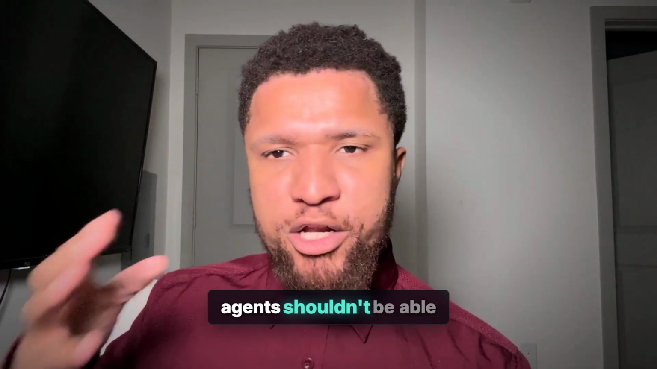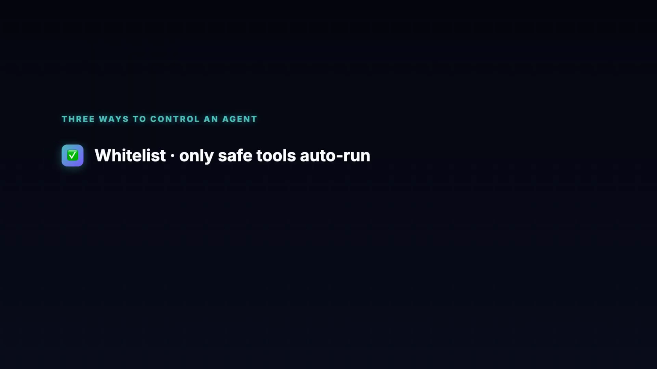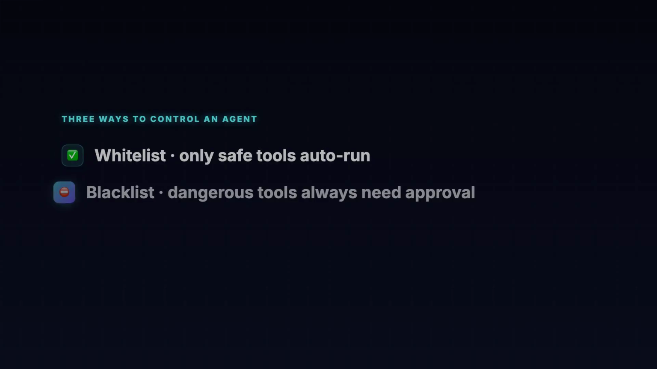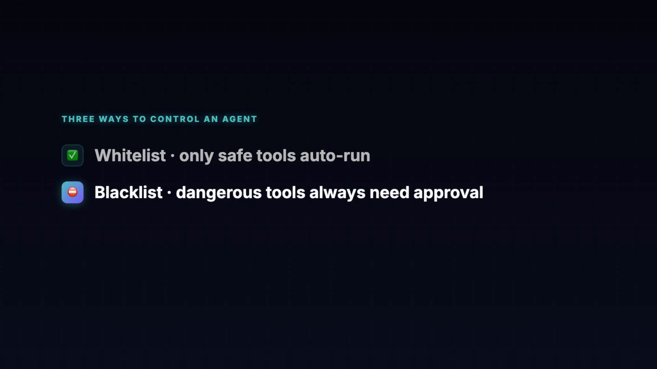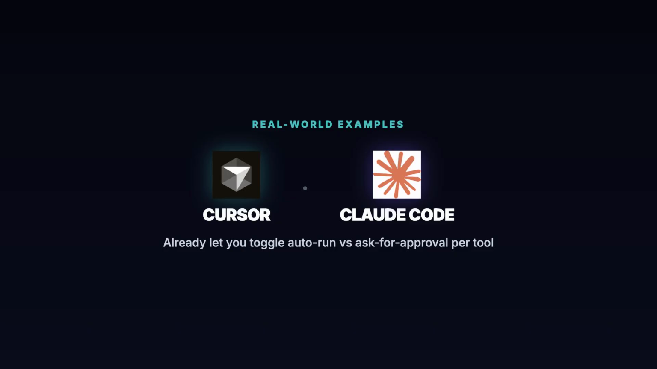AI agents shouldn't be able to execute everything indiscriminately. You need some way to control whether the agent can execute a command or if it needs approval or additional clarification from the user. You can use a whitelist, a blacklist, or even just a toggle between automated and semi-automated mode. Tools like Cursor and Claude Code allow you to do this.